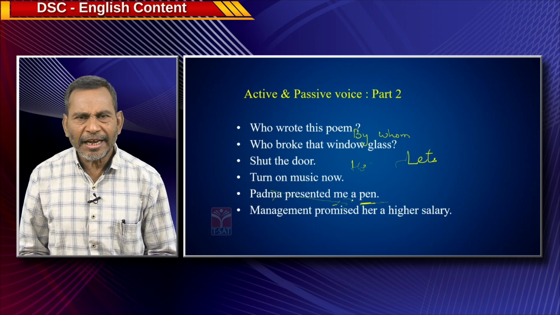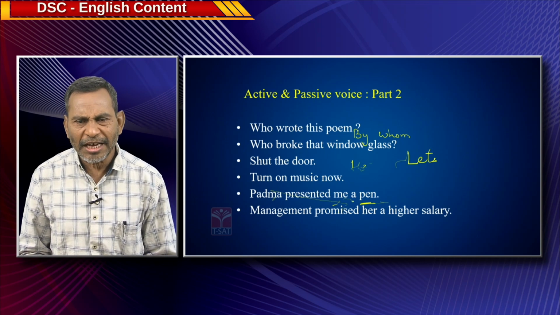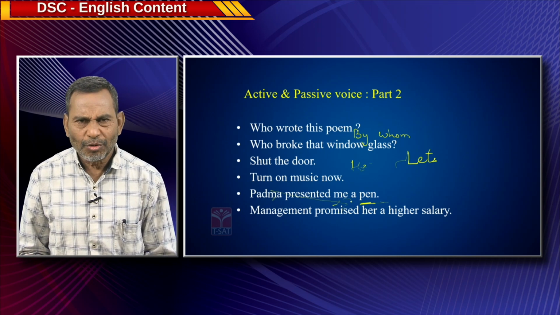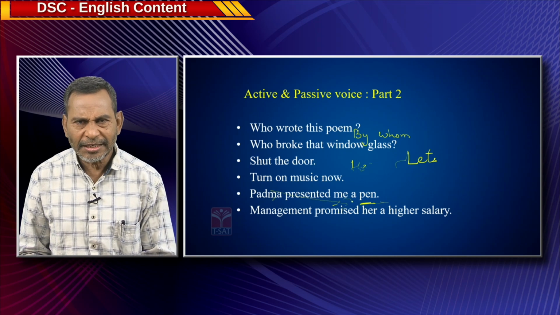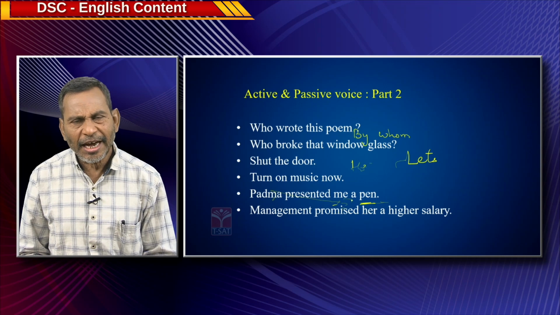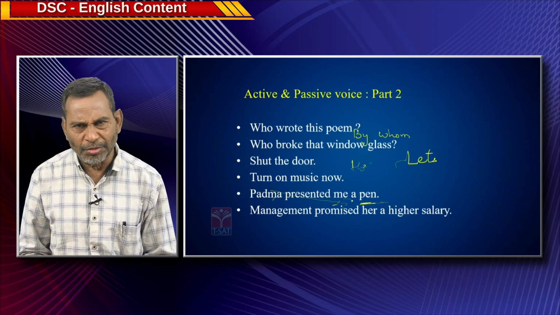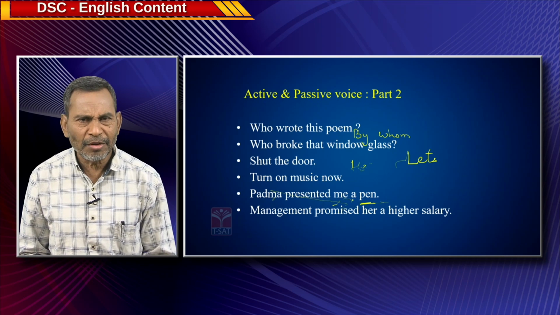Okay. The next and last sentence is: management promised her a higher salary. Here again there are two objects. Who promised? Management, so management becomes the subject. Whom did they promise? They promised her. Her is the first object. And what did they promise? A higher salary. Higher salary is the second object. Higher salary is inanimate, therefore we consider her first.